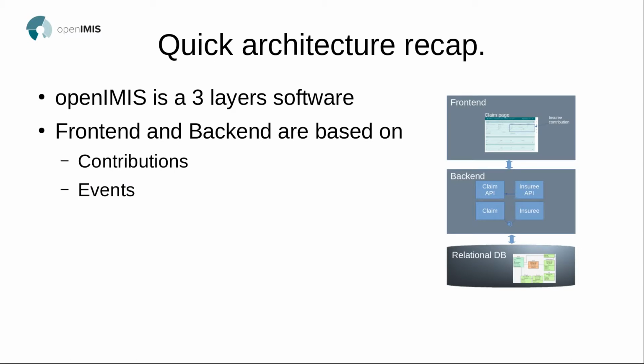But let's first have a quick recap of openIMIS architecture. openIMIS is a three-layer software, so relational database, backend, and frontend. The backend and the frontend are based on contributions and events. So this training session will illustrate how events and contributions are used in the frontend.